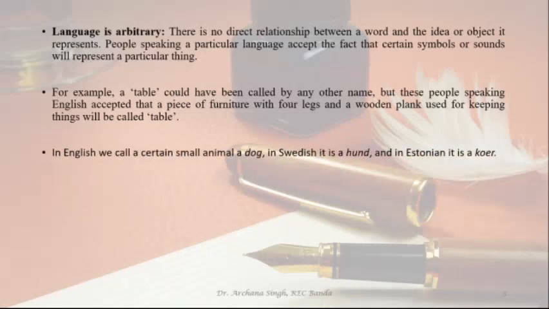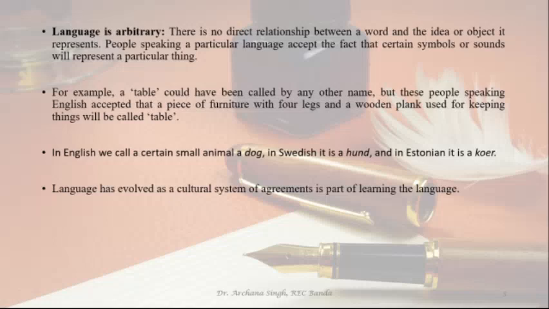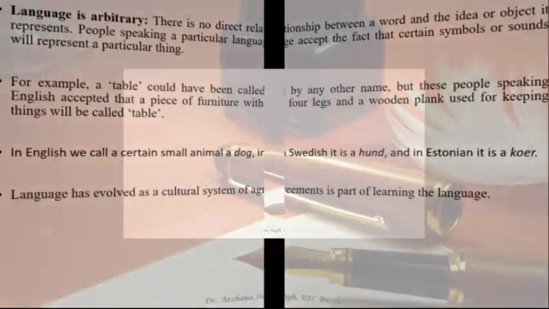In English we call a certain small animal a dog, and in Swedish it is a hund, and in Estonian it is a koer. So it means the people gave a different name to the animals or any idea, but there is no logical connection between the word and the idea. That is why language is arbitrary. Language has evolved as a cultural system of agreement and is a part of learning the language.